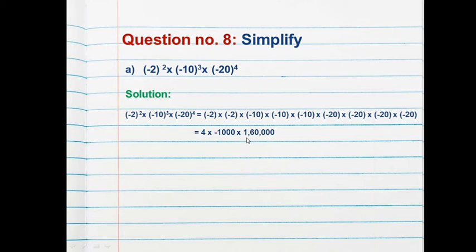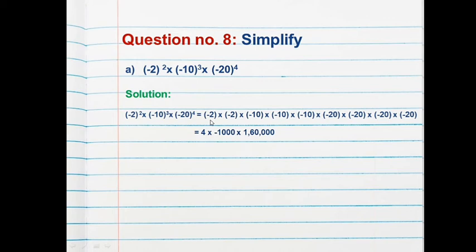And as I told you, the exponent for this minus 2 is given even, so that's why we have written here the result as positive 4. And here also the exponent for minus 20 is given 4, which is even, that's why we have written the result as a positive number. But here minus 10 and minus 10 we have to multiply, and the exponent for it is given odd, so that's why we have written the result in the negative form. Again I am going to explain you, listen carefully.